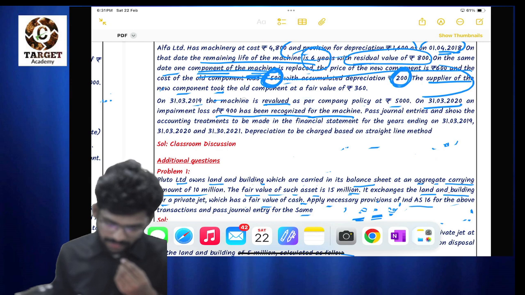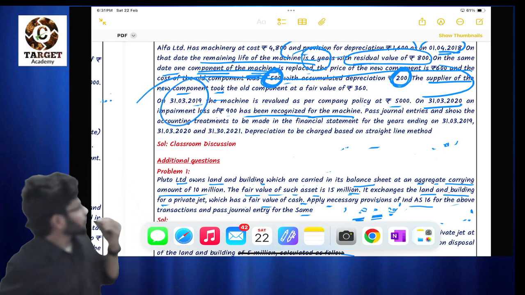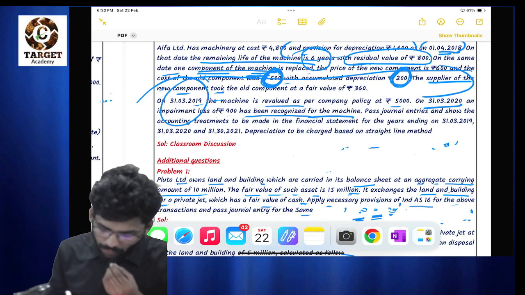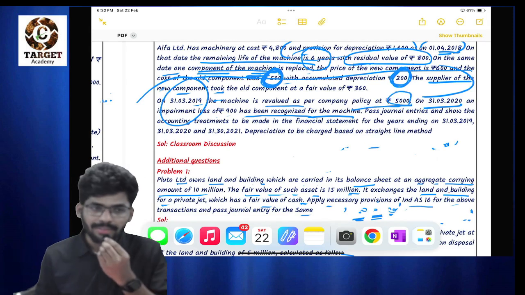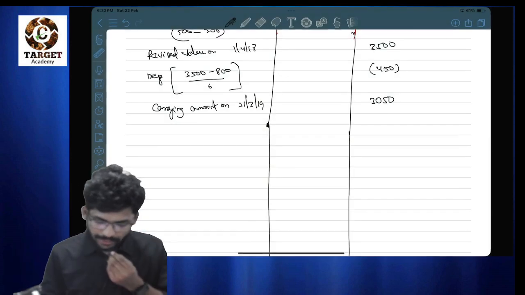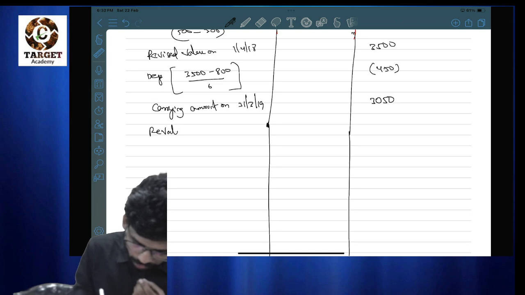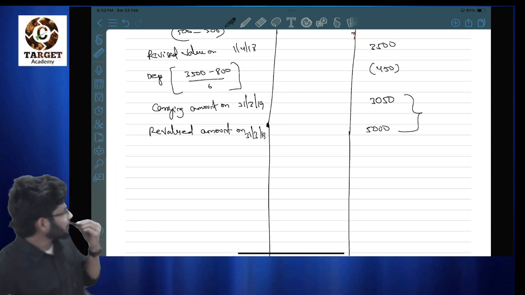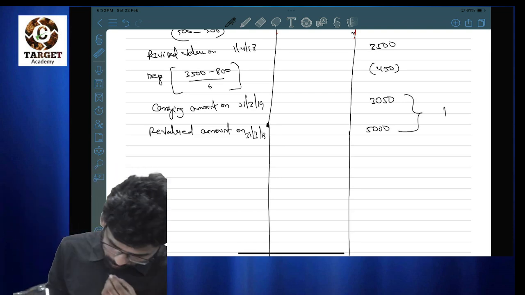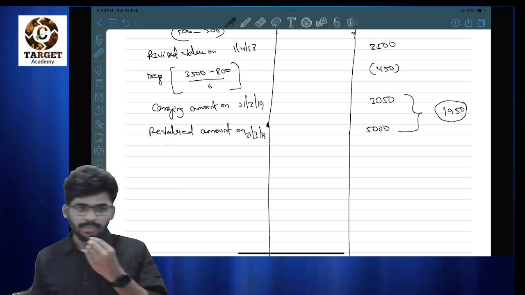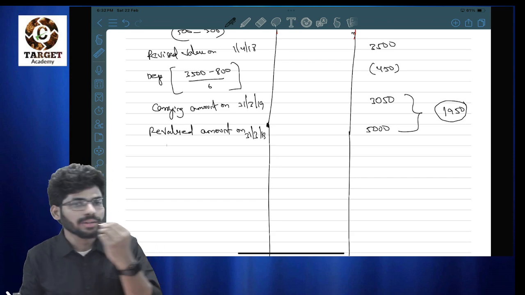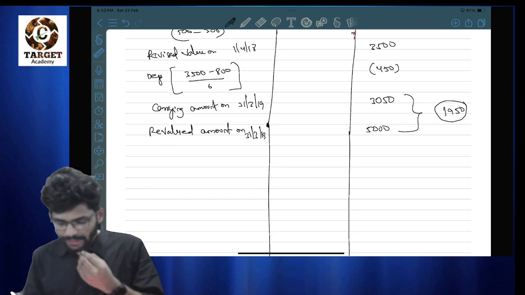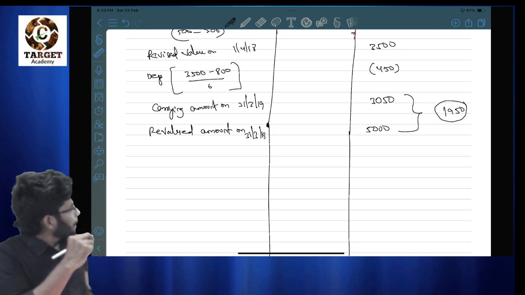Okay, cool. So coming to 31st March 2019, the machine is revalued as per company policy to 5,000. Now the asset got revalued. What is the revalued amount on 31st March? Please note down. How much amount has been increased here? Just for our understanding, don't write in exam like that. 1950. Clear?